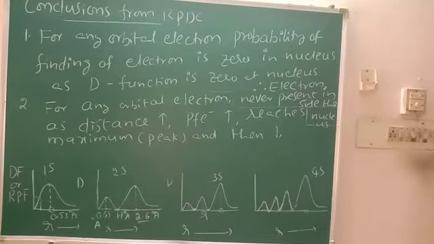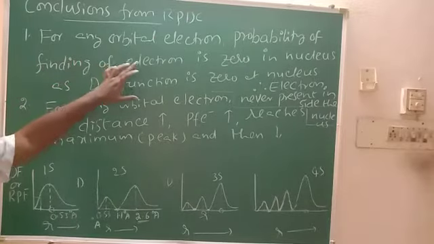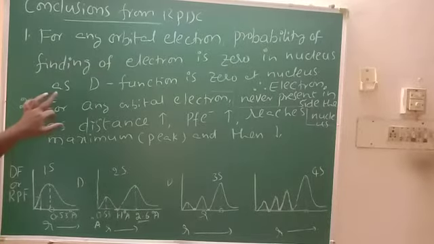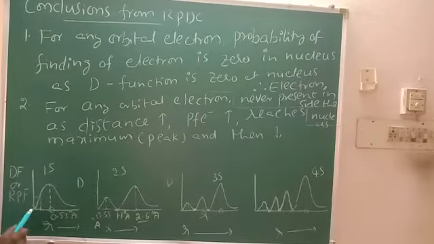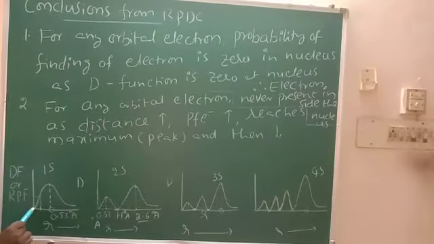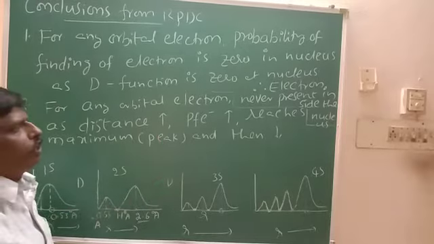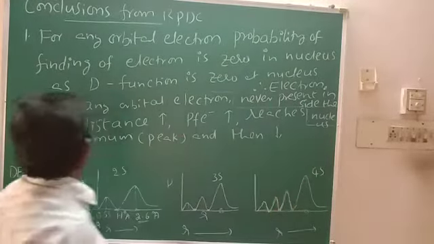Okay, dear students, see here, for any orbital electron, the probability of finding the electron is 0 at the nucleus, as the D function is 0 at the nucleus. See here, this is the nucleus. What is the D function value here? 0. That's why the electron is never present inside the nucleus.